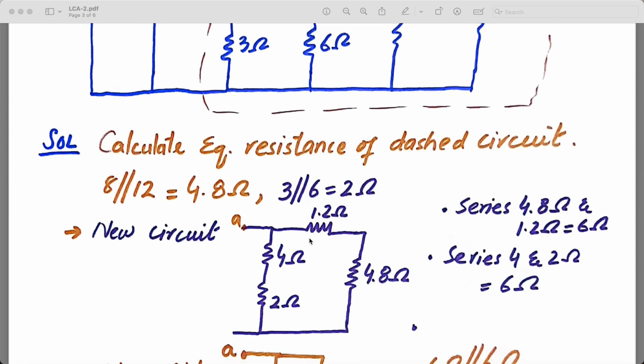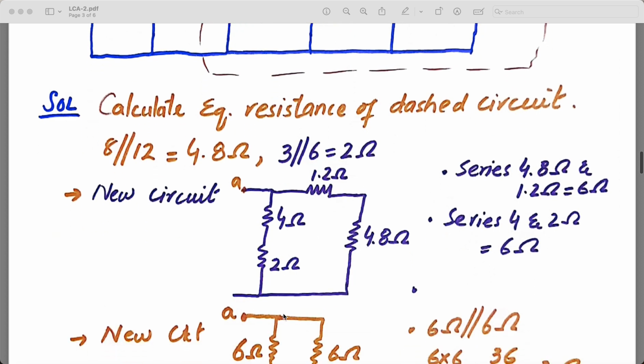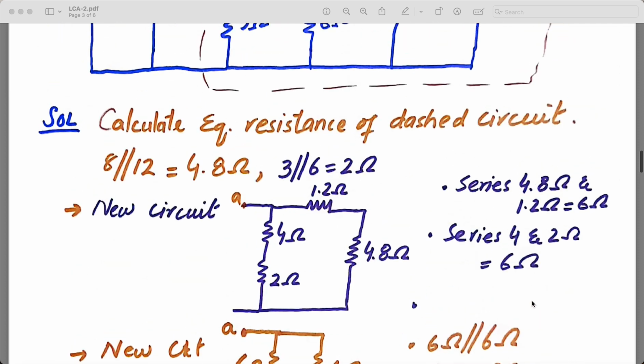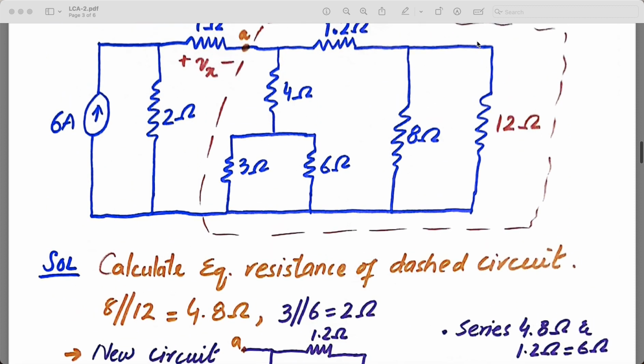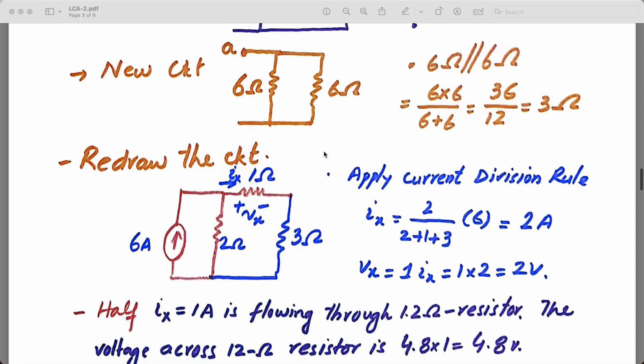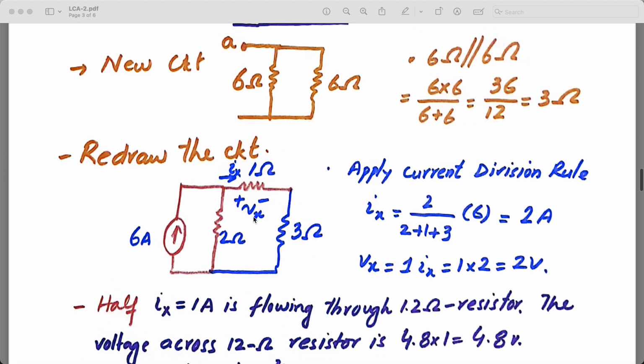So 1.2 plus 4.8 is 6 ohm, 4 plus 2 is again 6 ohm, and then the new circuit looks like this one. Again you see 6 ohm is in parallel with the 6 ohm, and the answer is 3 ohm. So you have solved this whole portion, and you find the R equivalent of this portion, that is 3 ohm. So you can again redraw that circuit.